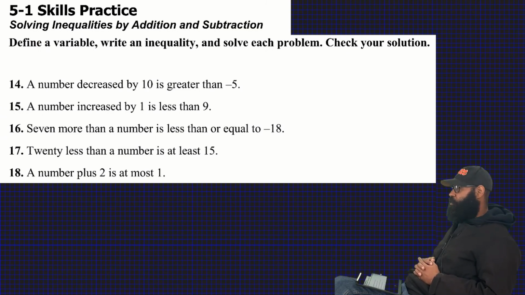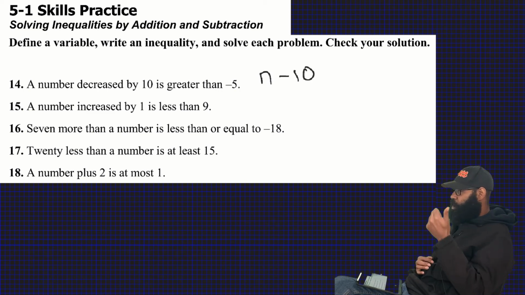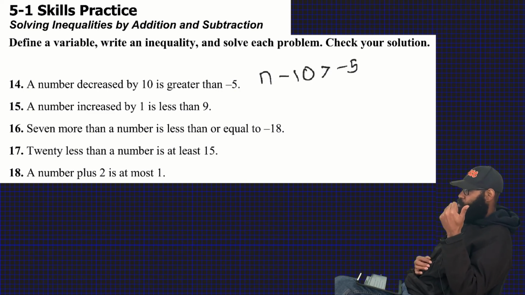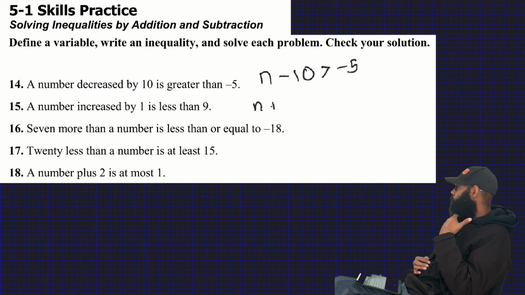All right, guys, define a variable, write an inequality, and solve each problem. Check your solution. Wow. Hold on. So I've got to define a variable, n, a number decreased by 10. I guess that number's n, is greater than -5. That was easier than we thought.